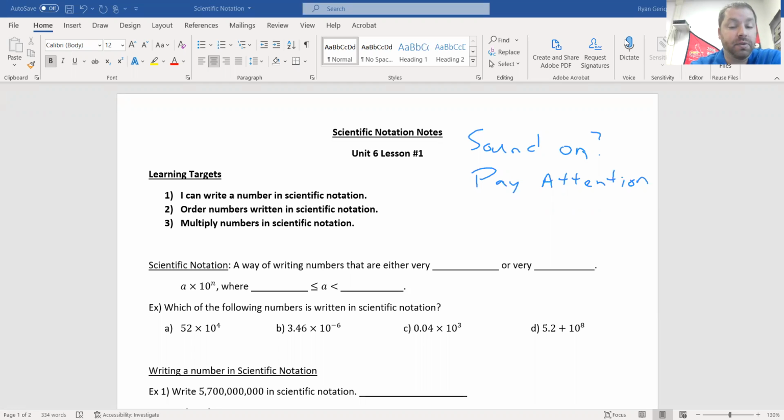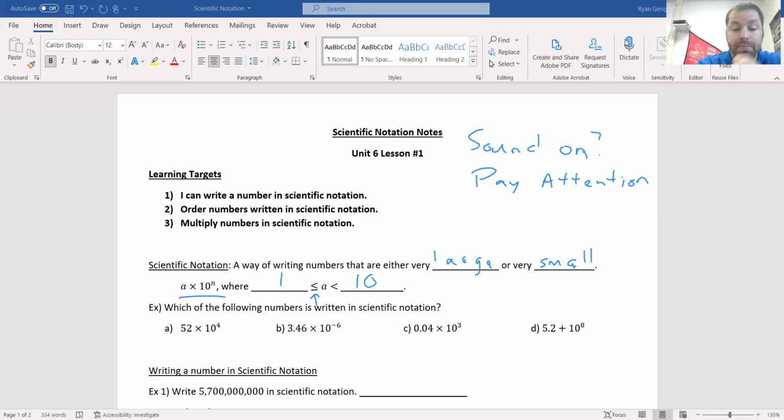So what is scientific notation and why do we use it? Scientific notation is a way of writing numbers that are either very large or very small. We have a generic form of a times 10 to the n, where a and n are just numbers, but a specifically has to be between 1 and 10. Now, it could be equal to 1. That's what the inequality says. It cannot be equal to 10.